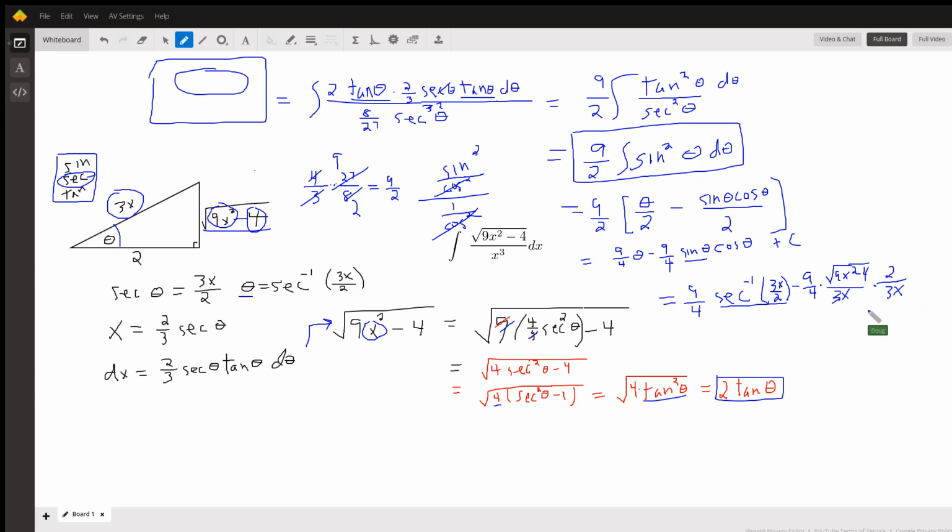Of course, you can simplify this a little bit. I can see that these 3's cancel out with this 9. 2 goes into 4 twice. So it looks like that last term is minus square root of 9x squared minus 4 over 2x squared. And of course, we have this 9/4 inverse secant of 3x over 2 as another term out here, and still the plus c. There you go.